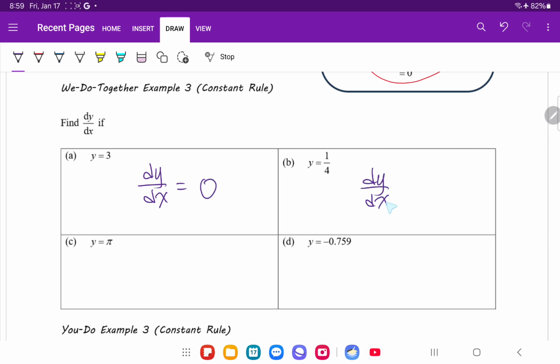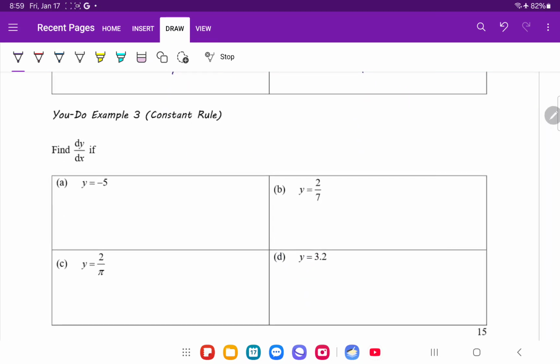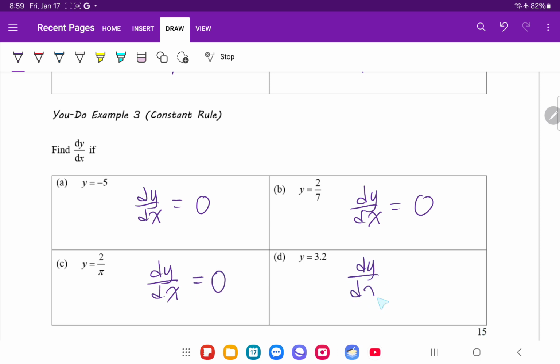dy dx is 0. dy dx is 0. And dy dx is 0. No working at all. Let's move on. You should know by now, all are constant numbers. dy dx is 0 for all these cases as well, even for fractions. Even for 2 over pi, which is just any number. 3.2 is a decimal, it is just a number. The dy dx is also 0. And that is the constant rule. Done.